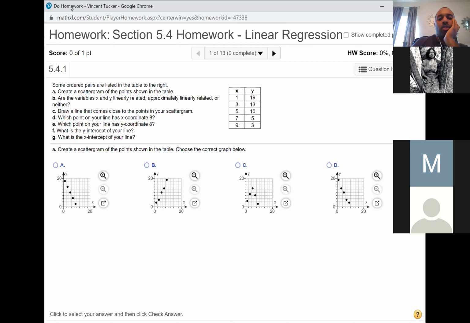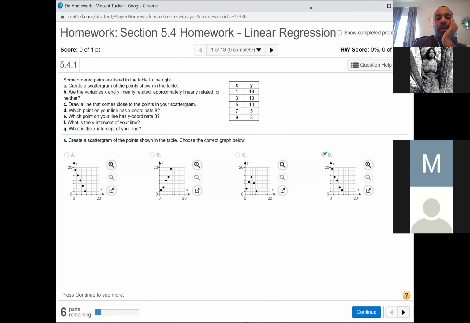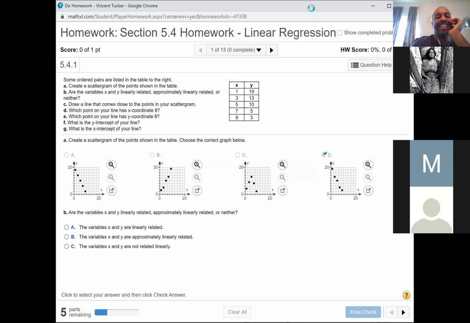All right, so you would just plot those points. And it looks like D is the one that works for us. And this one was fairly simple because if you look at the first point, it's 119. The only one that's 119 is right here at D. So they kind of helped us out there. So you may not have to even graph all those points.